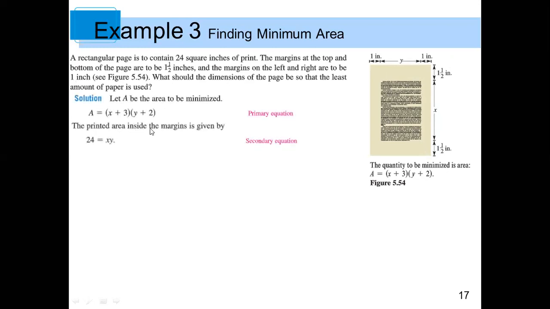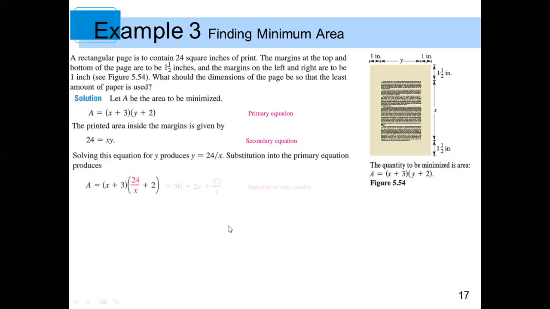The printed area inside the margins is 24 equals x times y. So if I solve that for y, I get 24 over x. Substitute that in for y in the primary equation. This is what you get. FOIL that out, you get 30 plus 2x plus 72 over x. Be careful when you FOIL, just take your time and simplify it.